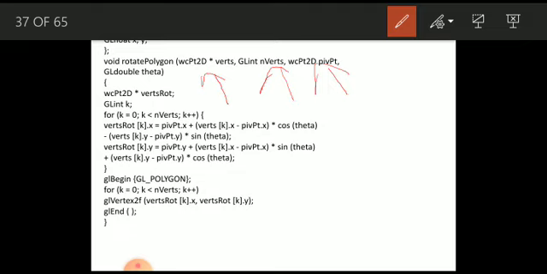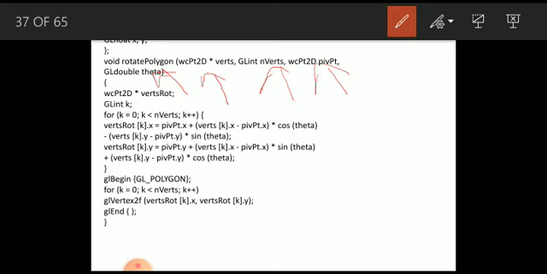Then the most important thing is theta. Theta is what? Theta is nothing but the angle. The angle by which you want to rotate a particular polygon. Even that needs to be provided as an input to the rotate function. And hence we do it in this case.